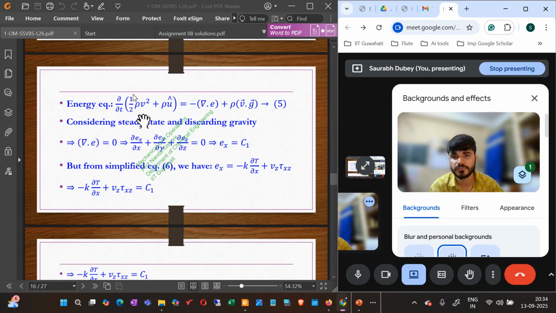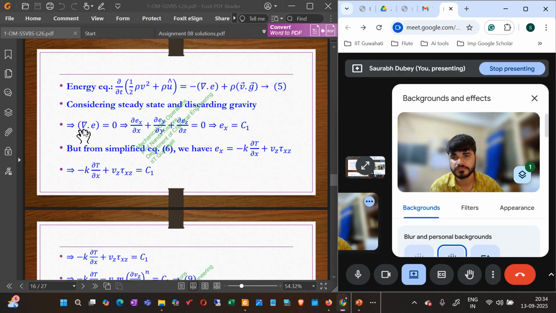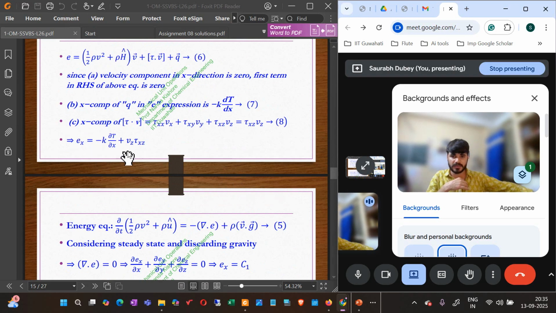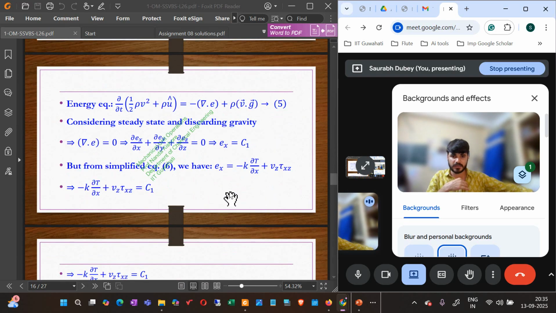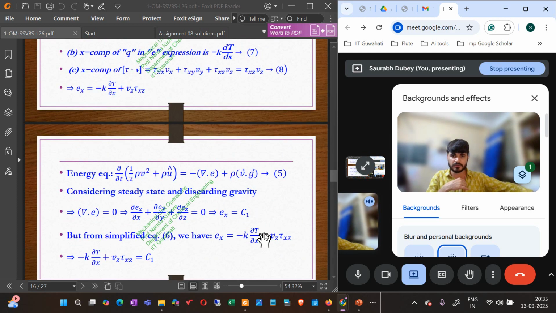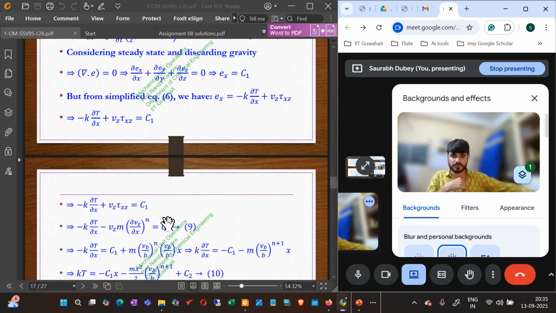So now this one, if you see, considering steady state and discarding gravity, we will be looking at this, that del E equals 0 out of this, and then del rho, they will become, and these are 0. So Ex is a function of C1. Now Ex you have already had, this C1 you can equate. So Ex you had this one, and this is equal to C1.